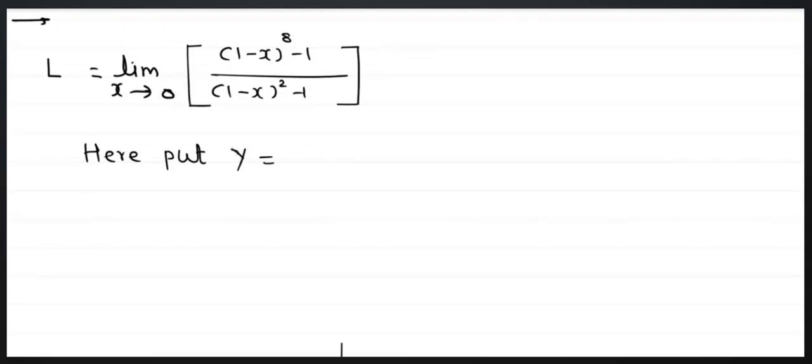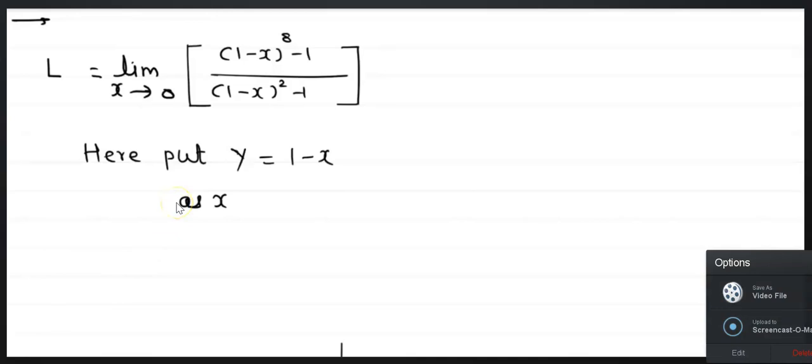Here put y is equals to 1 minus x. Now how do we select this substitution? Whatever is here, 1 minus x, that is, put y is equals to 1 minus x. Now what about x? x tends to 0 means what? Here substitute x is equals to 0, then what will you get? y is equals to 1. Therefore, whenever x tends to 0, y tends to 1.